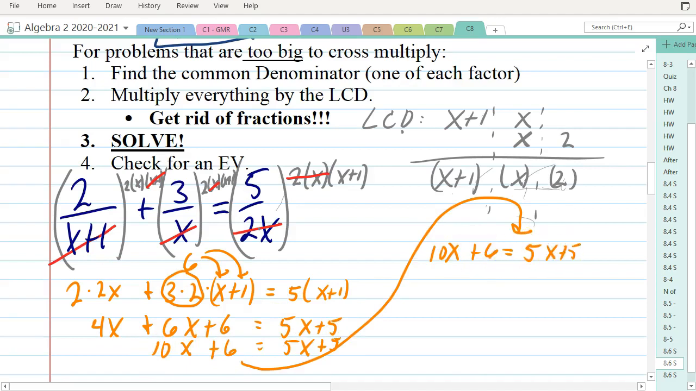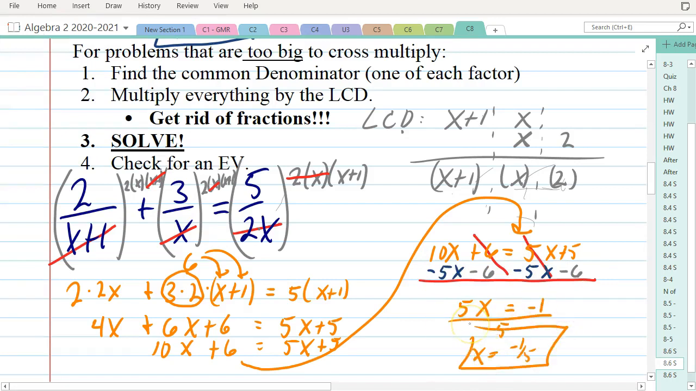Remember to solve, we're isolating the variable, so we need to get all the x's on one side and all the numbers on the other. And I come up with an answer of x is equal to negative 1/5.